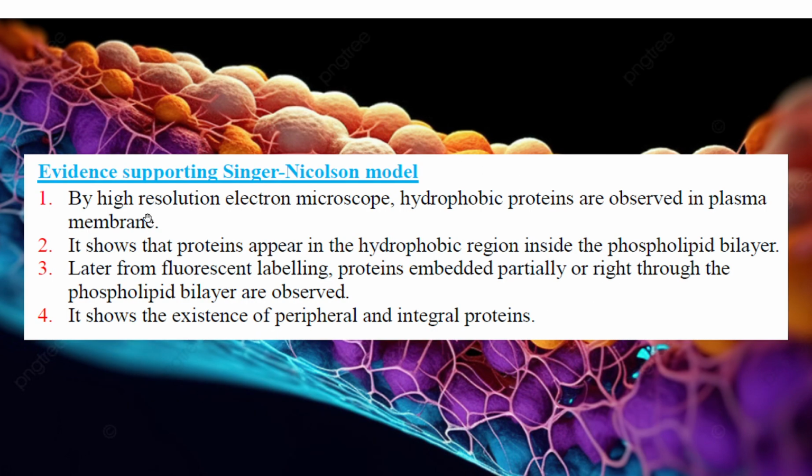But why does it appear suddenly? Because of the high-resolution electron microscope, they observed hydrophobic protein inside the cell membrane. They also found a hydrophobic region inside the phospholipid bilayer. And later, from fluorescent labeling, other kinds of membrane protein were observed, either partially or right through the phospholipid bilayer. So the existence of these proteins has lots of different names.